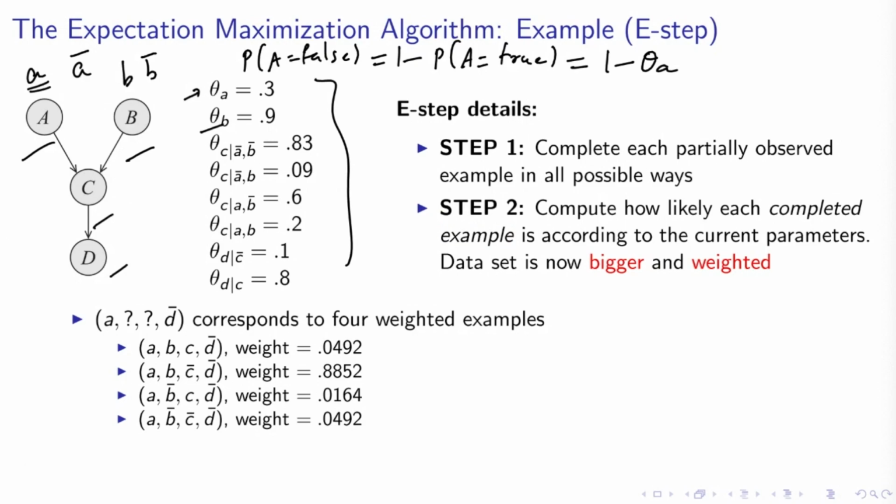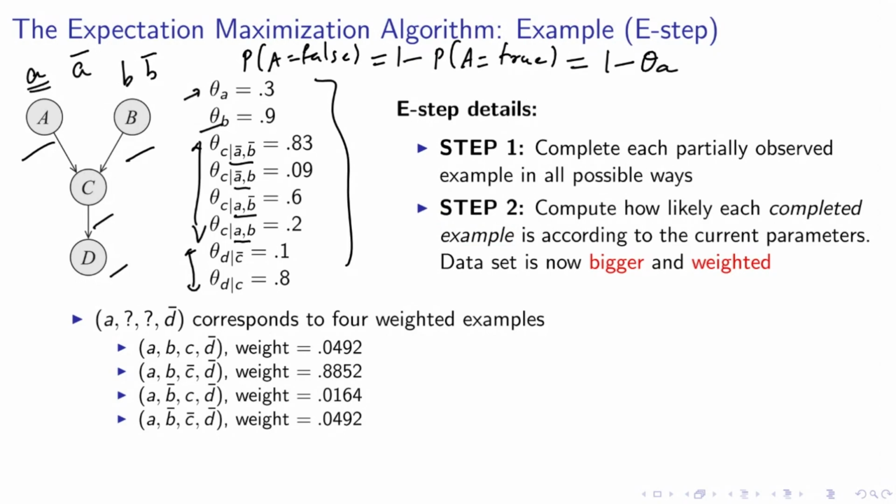C is associated with 4 parameters because C has 2 parents, A and B, and therefore the CPT of C will have 8 values, and we can represent it using 4 parameters, one for each combination of A and B. So there are 4 combinations of A and B, and that's why we have 4 parameters associated with C. Similarly, the CPT at D will have 2 parameters, since it has only one parent.